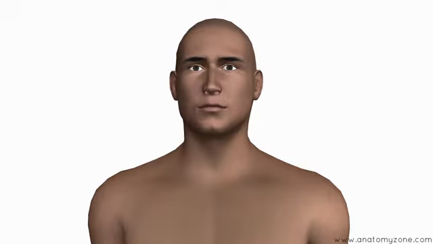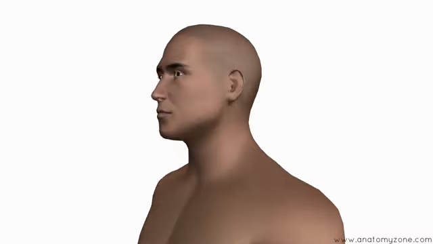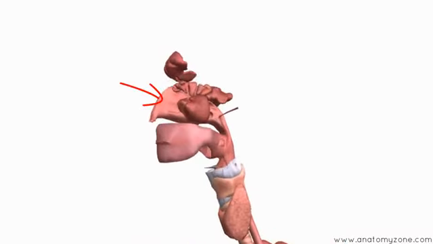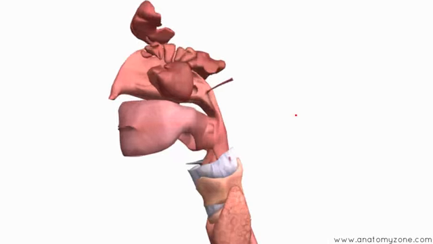So air first enters into the body through the nose and the mouth. The nostrils contain hair which filter the air, and there's also a mucous membrane which lines the nose and the nasal cavities, which helps to warm and moisten the air as it passes through. And then when the air passes up into the nostrils and into the nasal cavities, so you can see these nasal cavities here, it passes into the pharynx.